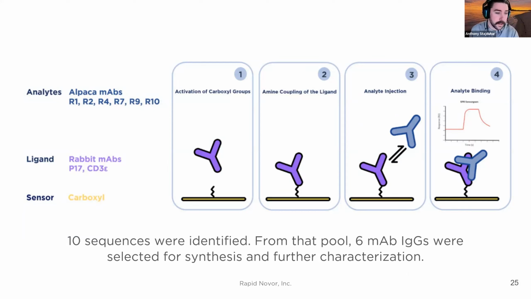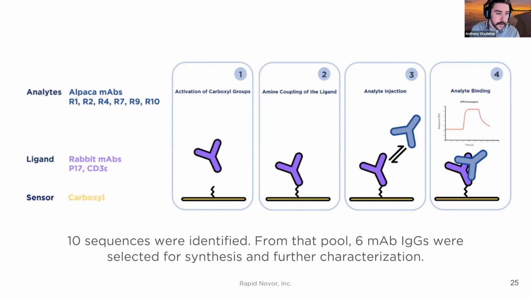So in this case, we had our analytes, our alpaca mAbs as controls, as well as these R numbers. The R numbers refer to the antibodies of interest that we were able to actually sequence directly from the serum of this alpaca. So the ligands were some control antibodies against some rabbit mAbs. P17 was an internally developed antibody as well from a rabbit, and CD3 epsilon was your CD3 ligand as well. This is a carboxyl sensor, and it's a typical situation that we find when we're using SPR.